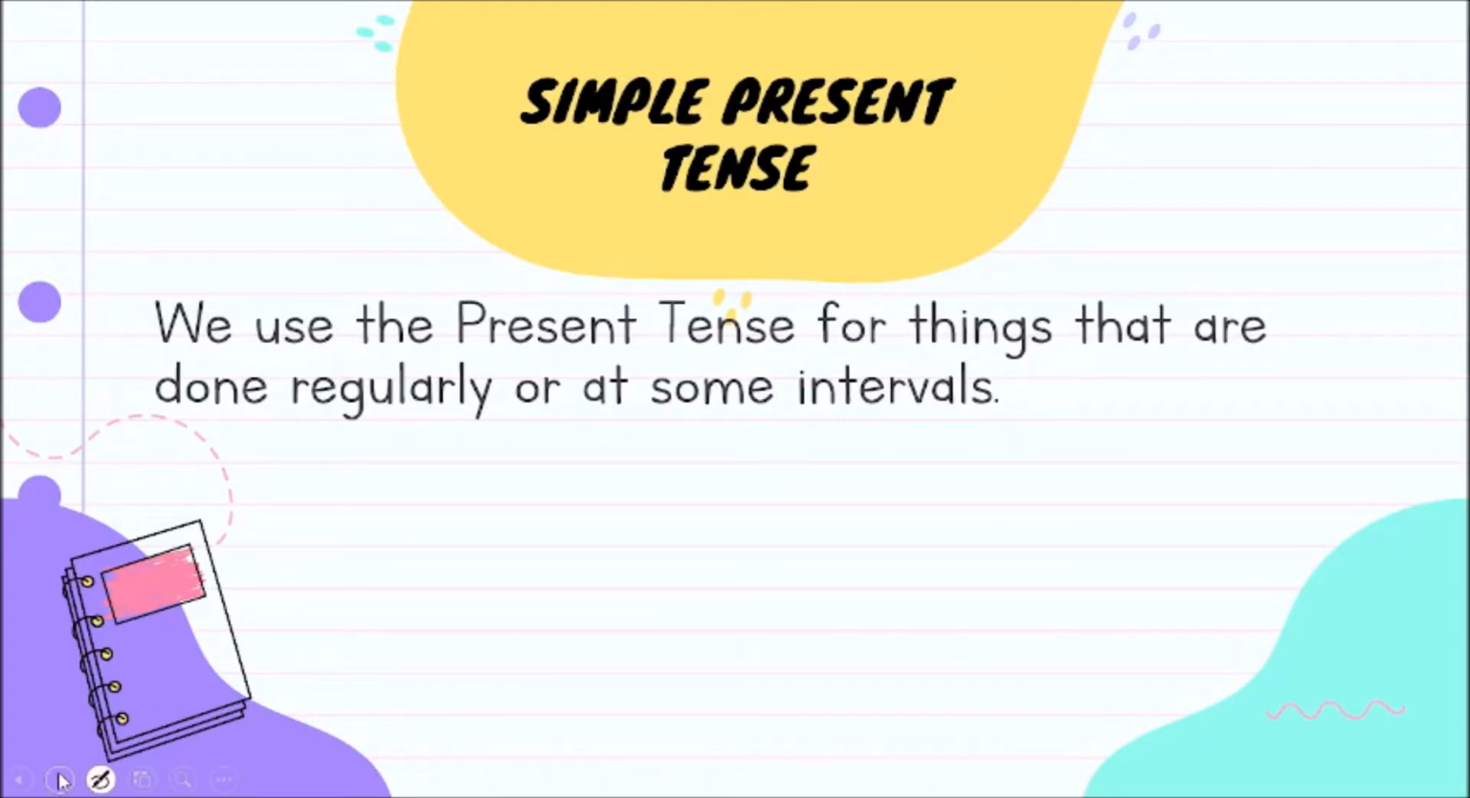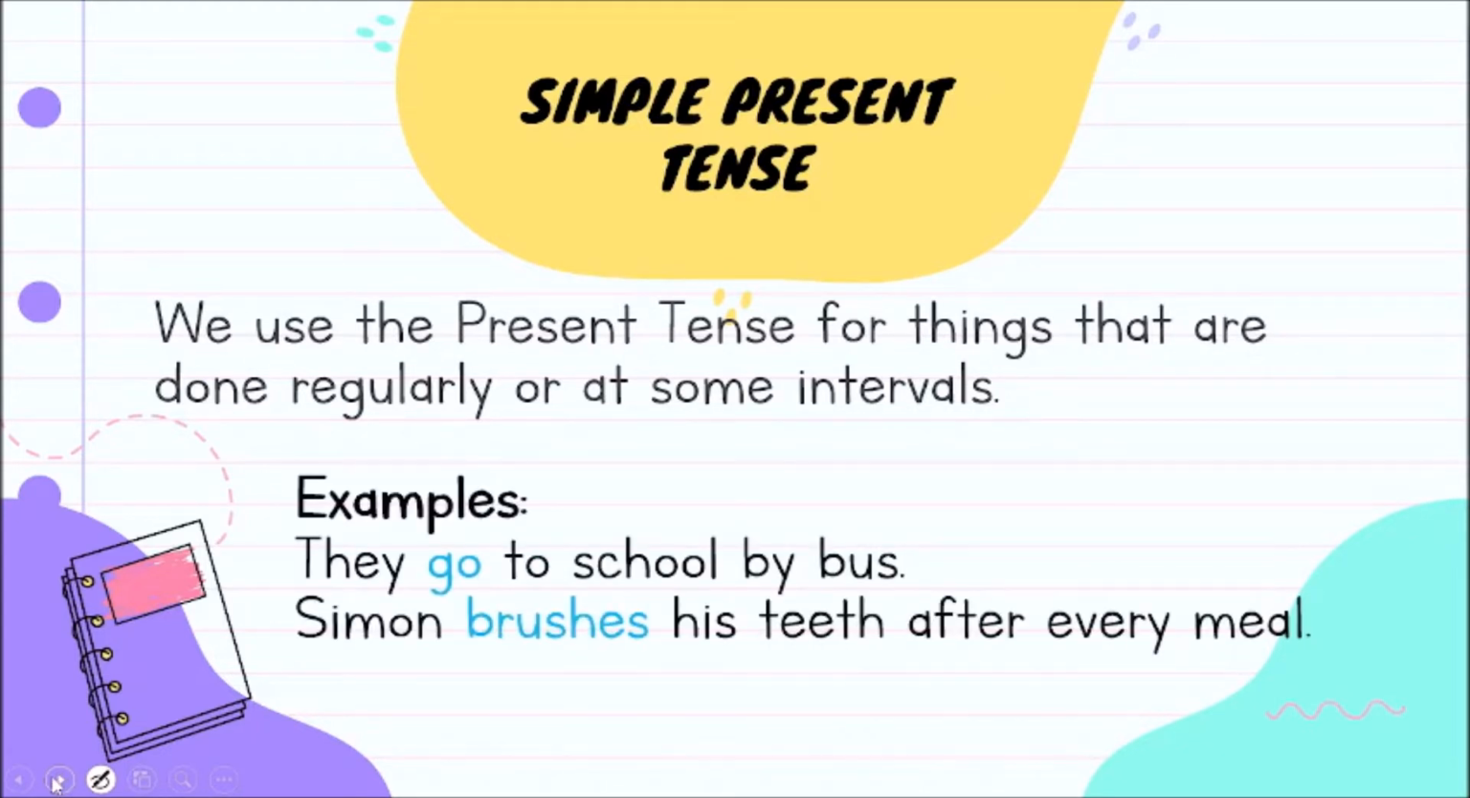Then, we use the present tense for things that are done regularly or at some intervals. Example: they go to school by bus. Simon brushes his teeth after every meal. Because these actions are done regularly, we use present tense. So again, when our noun is plural, we use the base form of the verb. And when our noun is singular, we add es or s to our verb.